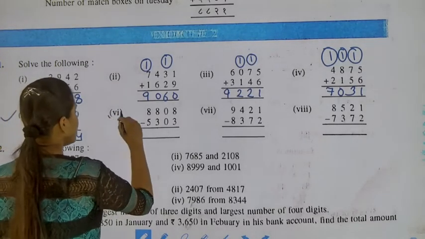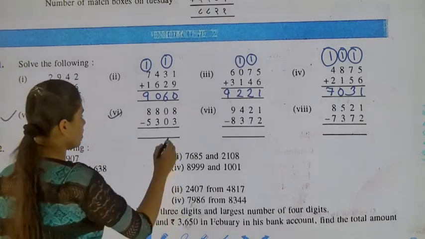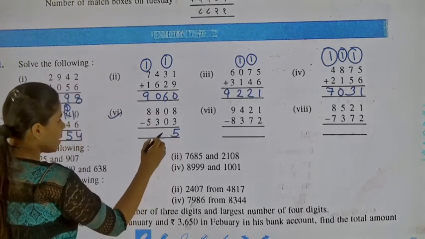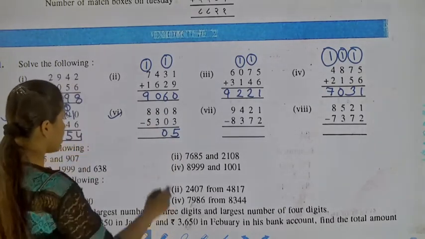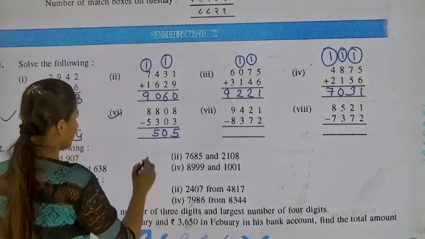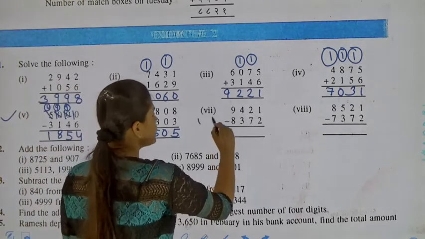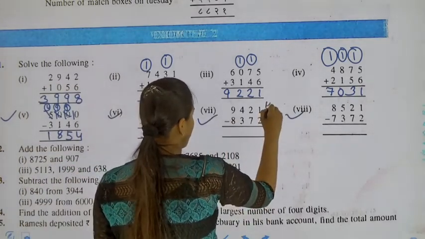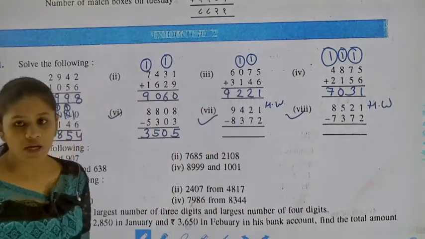Now move to the next part. 8 minus 3, it will be 5. 0 minus 0, it will be 0. Again 8 minus 3, it will be 5. And 8 minus 5, it will be 3. Now 6th and 7th part is your homework. You have to do yourself.